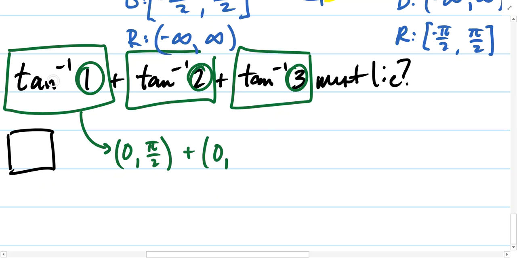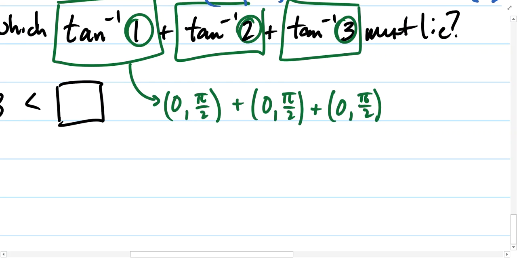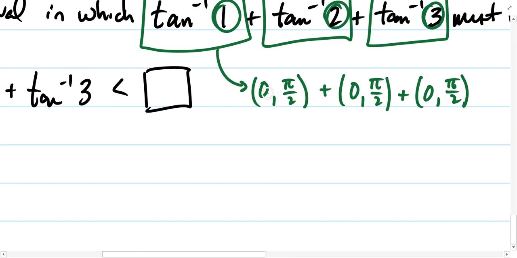The result for this particular component is somewhere between 0 and pi over 2. The result of this group is somewhere between 0 and pi over 2. And the result of this is somewhere between 0 and pi over 2. Now, if I get three answers that land somewhere between 0 and pi over 2, then when I add these regions together, I could have a result somewhere very, very close to 0, but not equal to 0.